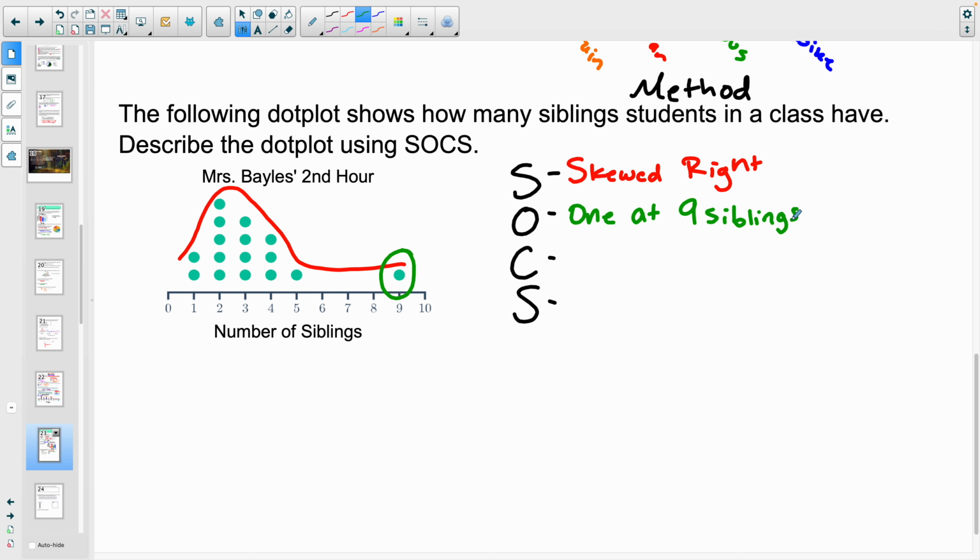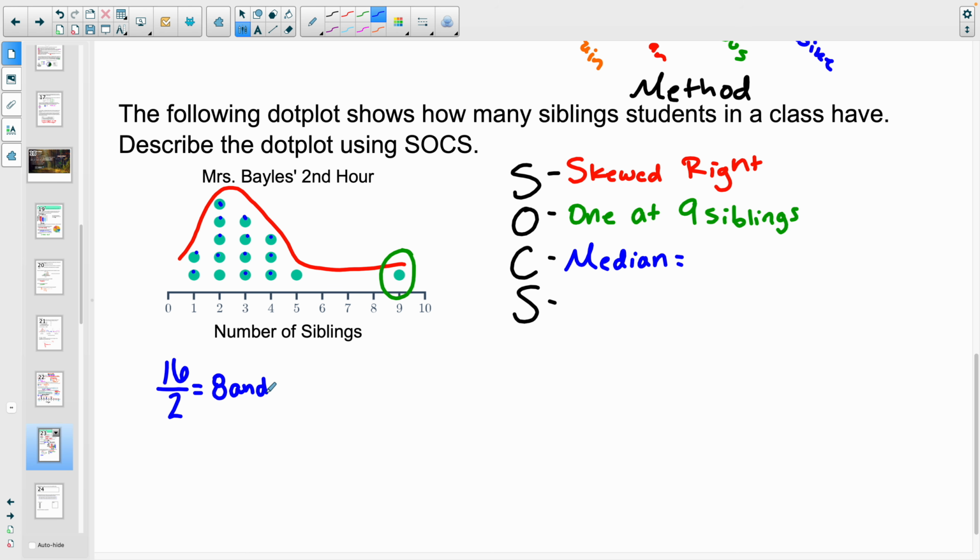Then we talk about center. Remember, for center, we figure out what the middle number is, or the median. And we're going to have some math to do. If we count up all these dots, we have 1, 2, 3, 4, 5, 6, 7, 8, 9, 10, 11, 12, 13, 14, 15, 16. So you take the count. That's step number 1. Divide it by 2, which gives us 8. And if it's a whole number, remember we take the next number as well.